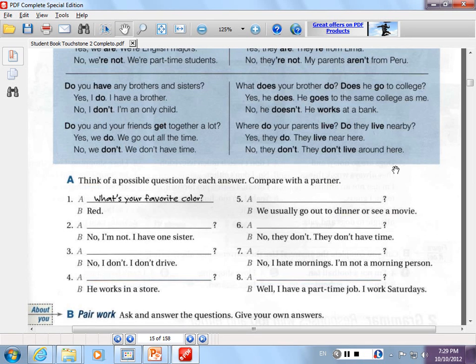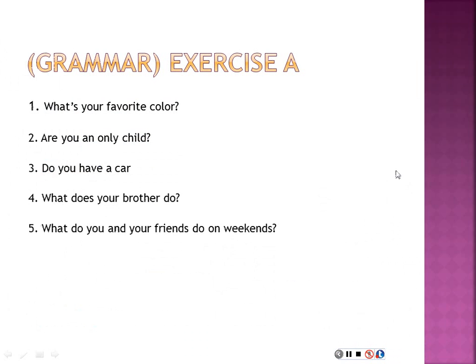No, they don't. We are asking about a group of people. They don't have time. Who are those people? Maybe you can ask about friends, classmates, or parents. Let's see the possible question for this answer. Number 6: here we are asking about parents. Do your parents go out a lot?